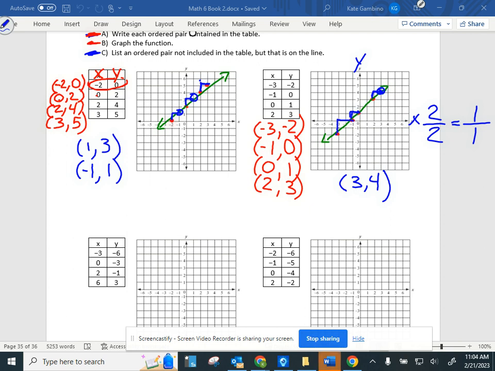Wait, can you go down 2 with the dot instead of going up? When you're graphing it originally, yeah. You're going to where that number is. Negative numbers are down, positive numbers are up. So if it's a negative number, you're going down.